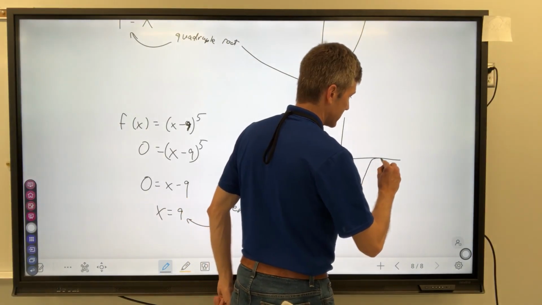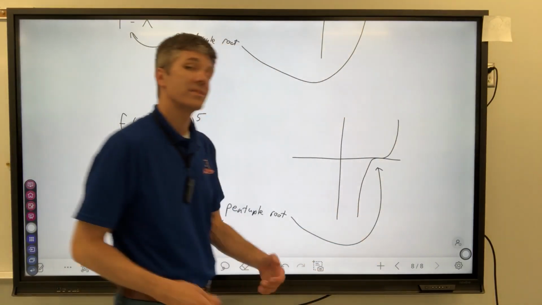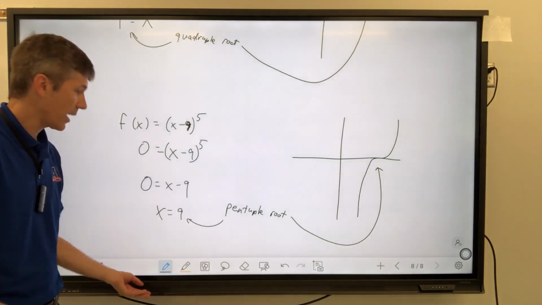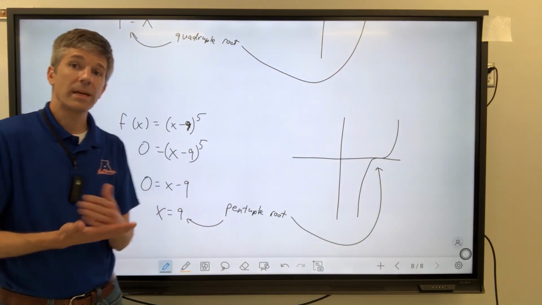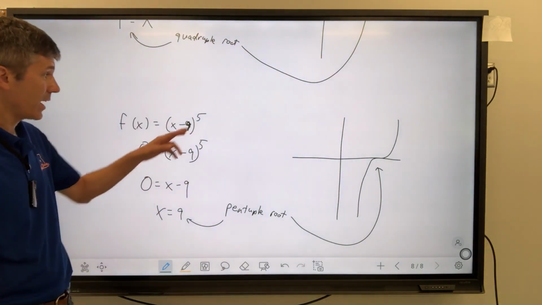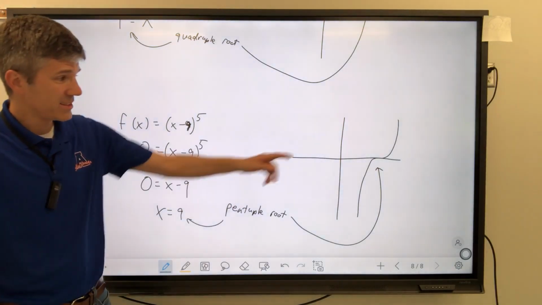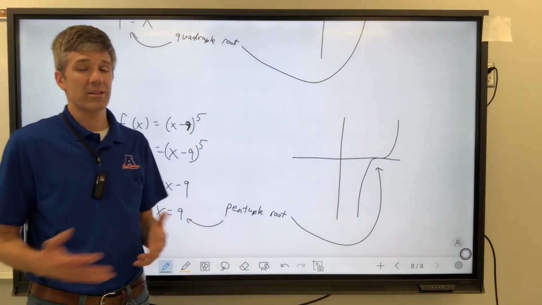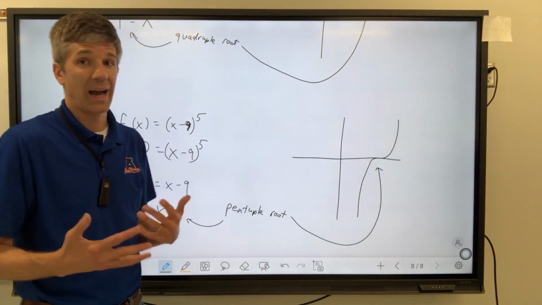So there it is. That's it. There's your pentuple root. So the point of this section of this lesson is to identify what happens when you have a root that repeats itself, and ultimately you're going to have 5 roots, but they're all the same number, and it ends up looking like that, which is really hard to distinguish from a triple root, or a 7 root, or a 9 root.